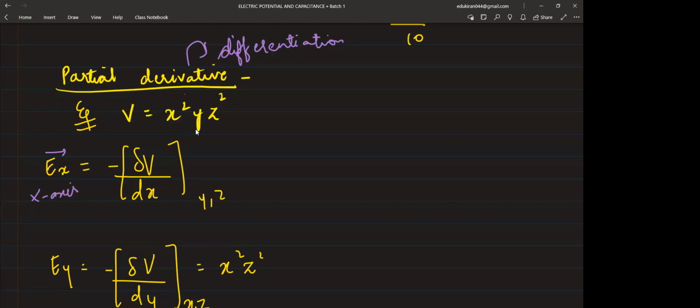So what's the difference between a partial derivation and an actual complete derivation? The difference is that when you are differentiating for the x-axis, your y and z act as constants. This is the way you have to write: minus del V by del x, and y and z are constants. So y z square will come out as a constant and x square will be differentiated, which will give me 2x. So my answer is minus 2 y z square x, because of this minus sign. All right, this is one for the x-axis.